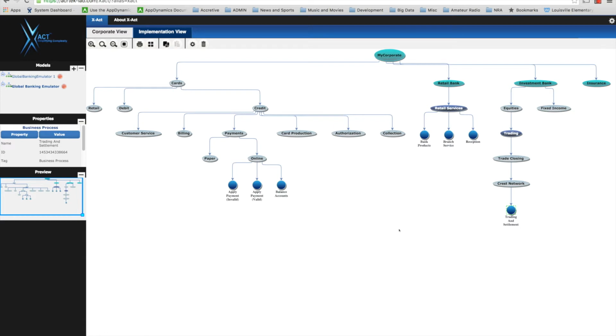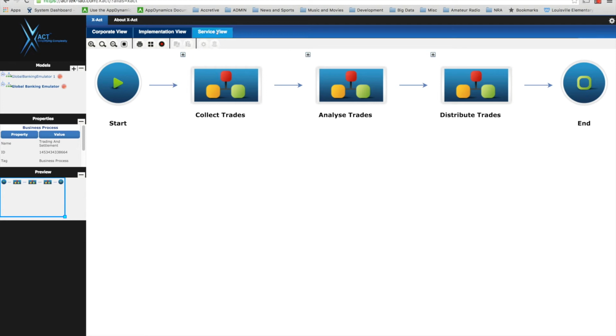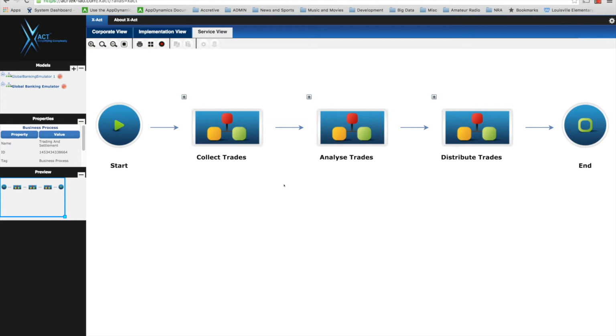From the business entity, or from the business process, we can go to the service view by double-clicking on the business process. So if we open the trading and settlement business process, we will move into the service view. As you can see, the service view tab is opened, and we see within that 3 business service processes: collect trades, analyze trades, distribute trades. Each has a handle that can be clicked to open to show more detail. So you can drill down into each one of these.